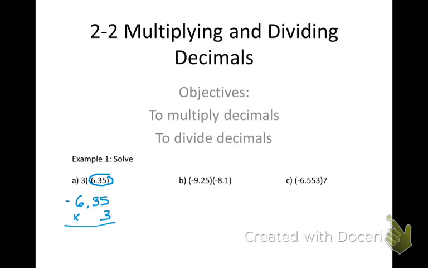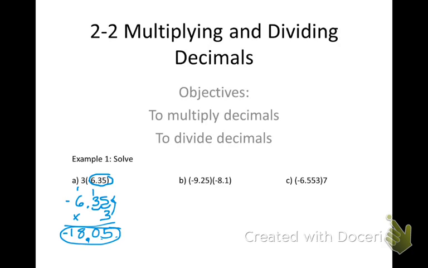So we're going to multiply. We go 3 times 5, 15. Remember to bring up your 10. 3 times 3 is 9 plus 1 is 10. And 3 times 6 is 18. Now I need to find out the decimal. I have 2 decimal places over for this problem. So it's going to be 18.05. And then it's a negative times a positive, so it's a negative answer.